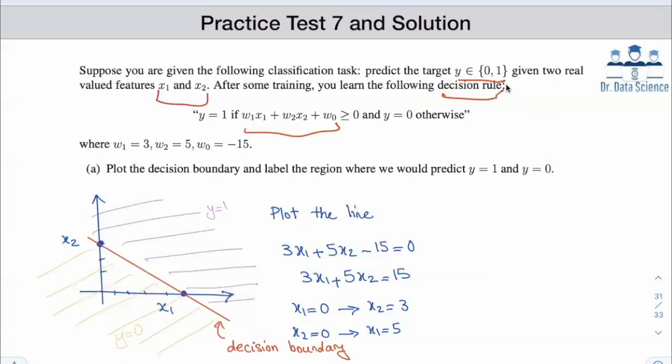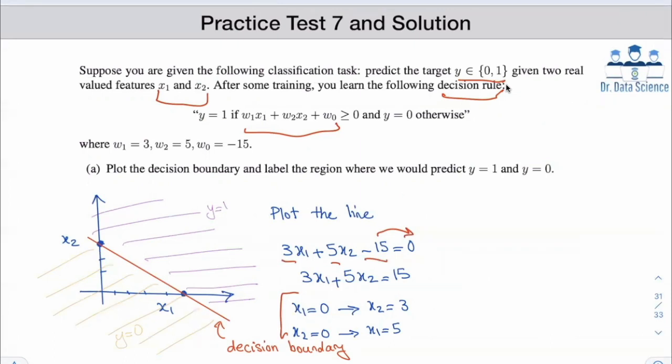This is a simple thing because what we are really trying to do here is to plot this line that is given here, right? So we know that W1 is 3, W2 is 5, and then we have the intercept or the bias term, which is negative 15. We can take this to the other side. In order to draw a line, you can always just look at 2 points. If X1 is 0, that means X2 should be 3, and vice versa, right? So now you can assume that X2 is 0 and X1 should be 5, right? And this gives you this decision boundary.